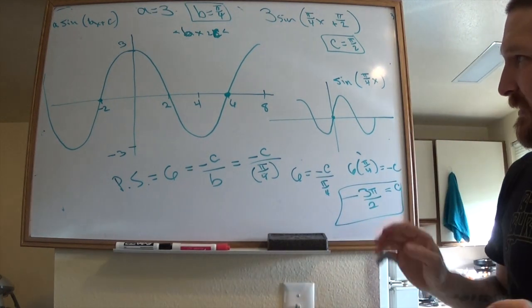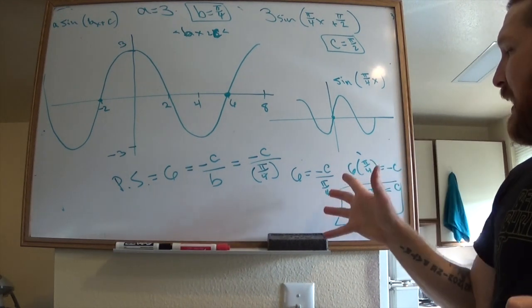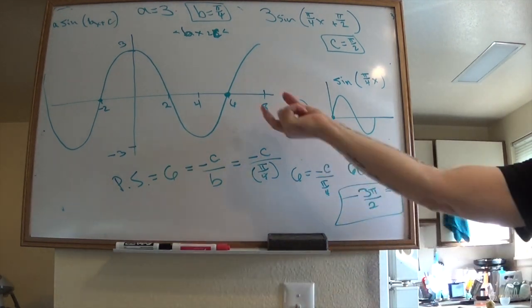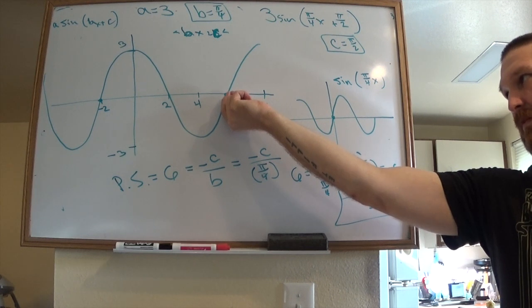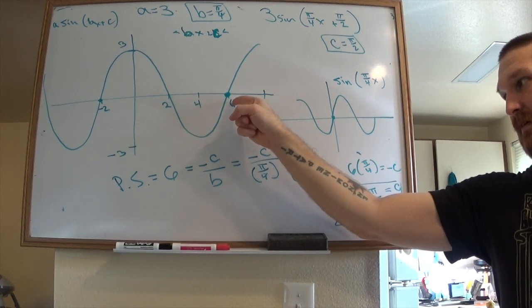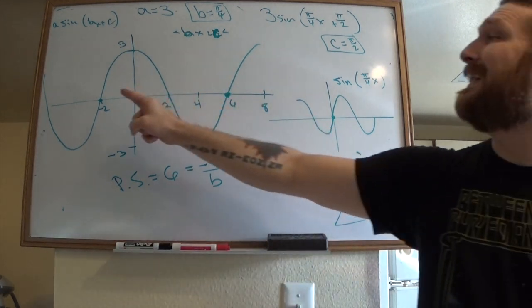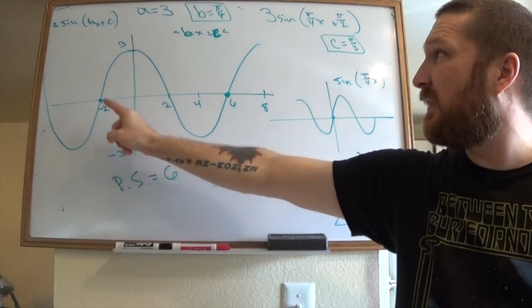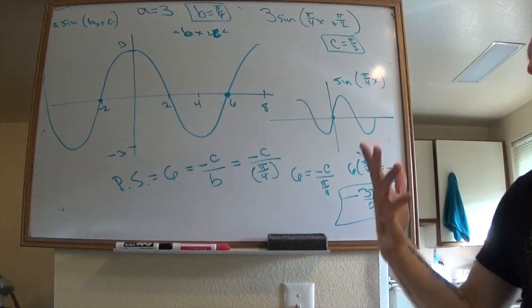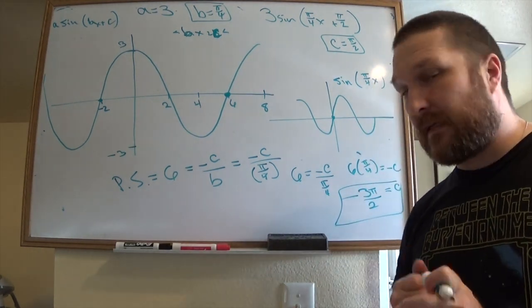So the thing is, they want a positive one. If you pick this point for your phase shift, well, if it's positive, then the phase shift is going to be negative. If you pick the negative point for your phase shift, then your C is going to be positive. So that's how you deal with it.